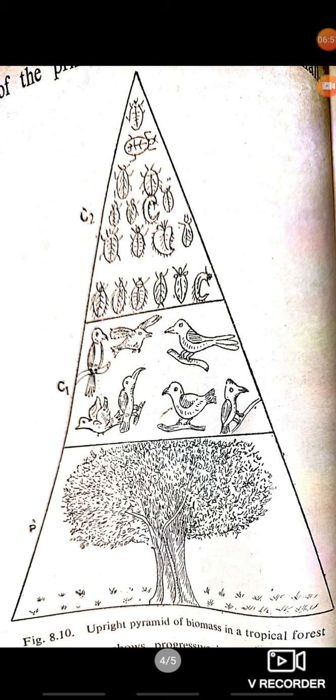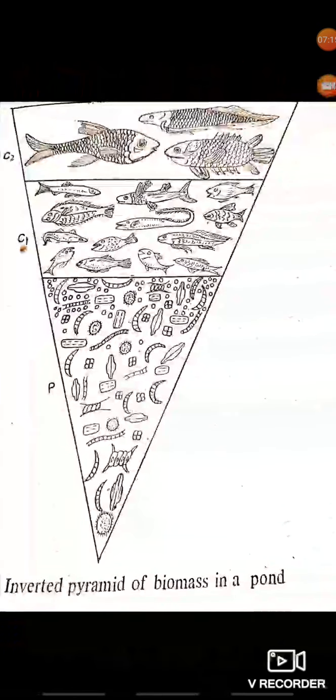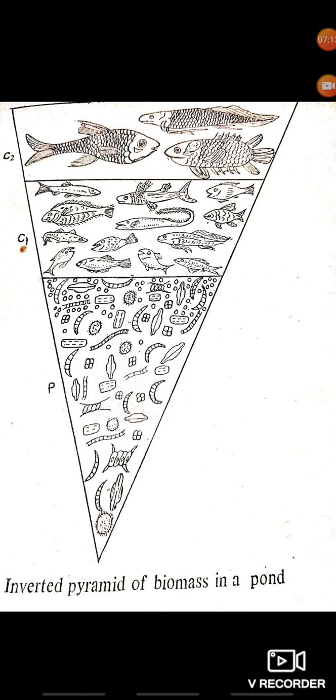Sometimes the biomass pyramid is inverted. This happens when the individuals of the primary producer levels are small sized and the size of consumers shows a progressive increase, as in the case of a pond ecosystem. Here you can see the inverted pyramid of a pond ecosystem. Here the number is too large, but the biomass is less. So the pyramid becomes inverted.